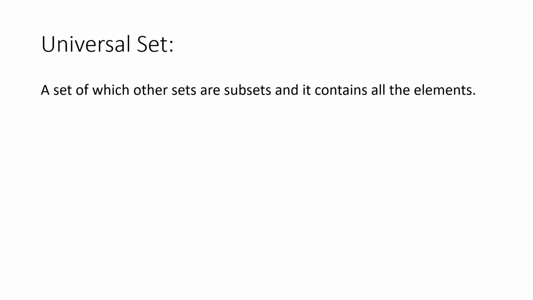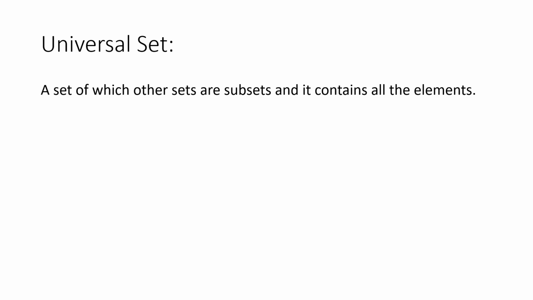In today's video, we will discuss the universal set. A universal set is a set that contains everything of other sets. This is the definition of a universal set: a set of which other sets are subsets, and it contains all the elements, is called a universal set.